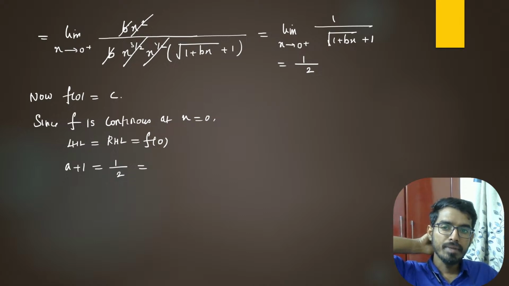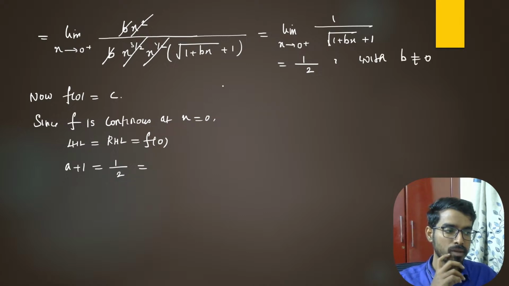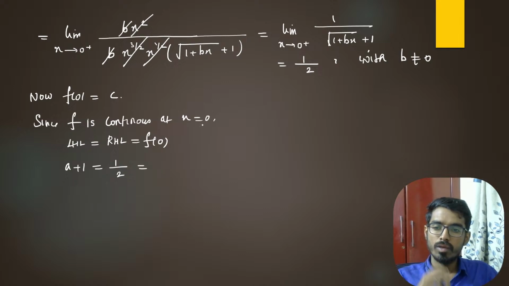Just a minute. I'm cancelling b here. I'm assuming that b is not equal to 0, because I cannot cancel 0 and 0, right? I'm assuming that b is not equal to 0. Okay. And what is your f of 0? It is equal to c.